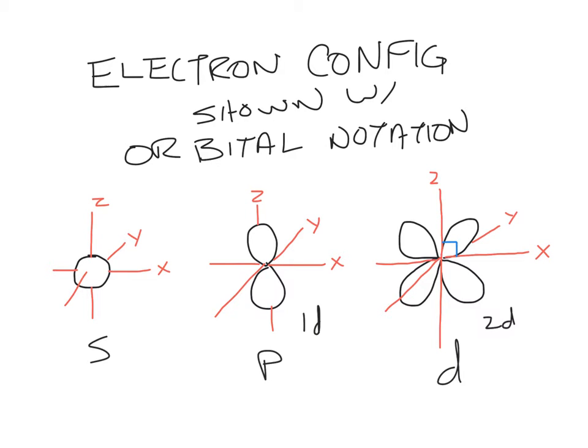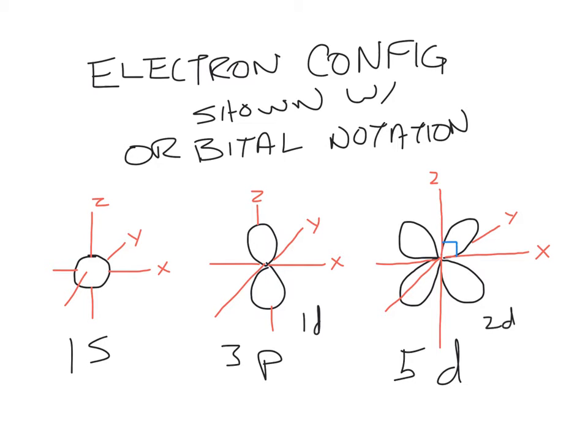I'm not going to do this with f orbitals because they're too difficult to draw on a two-dimensional surface because they're a three-dimensional shape. But just run with me that there would be 7 different ways to arrange an f orbital. In summary, we have one way to arrange an s orbital, 3 ways to arrange a p orbital, 5 to arrange a d, 7 for an f.